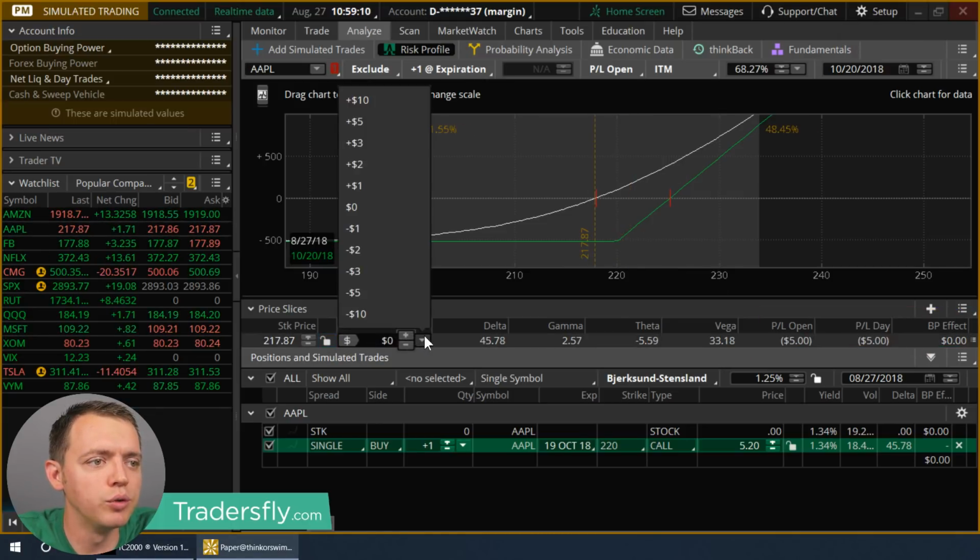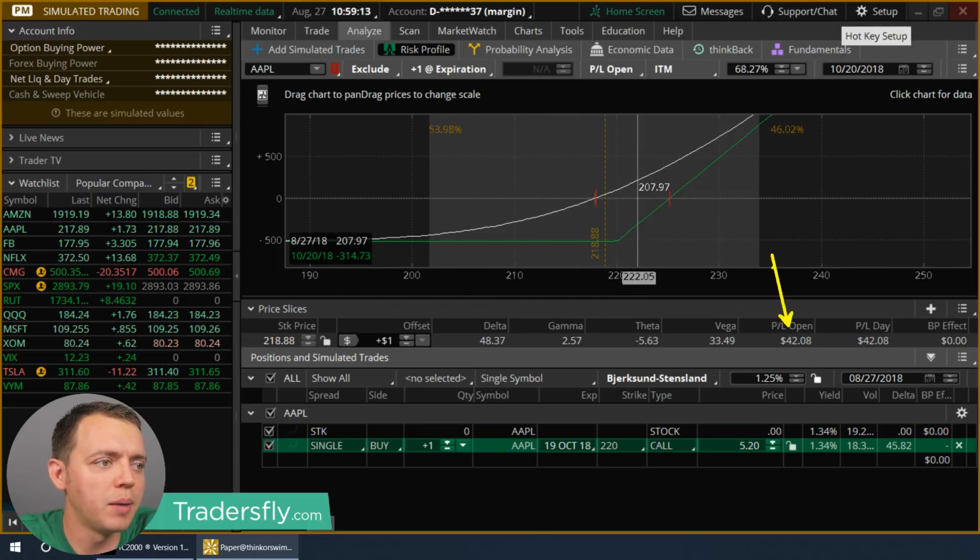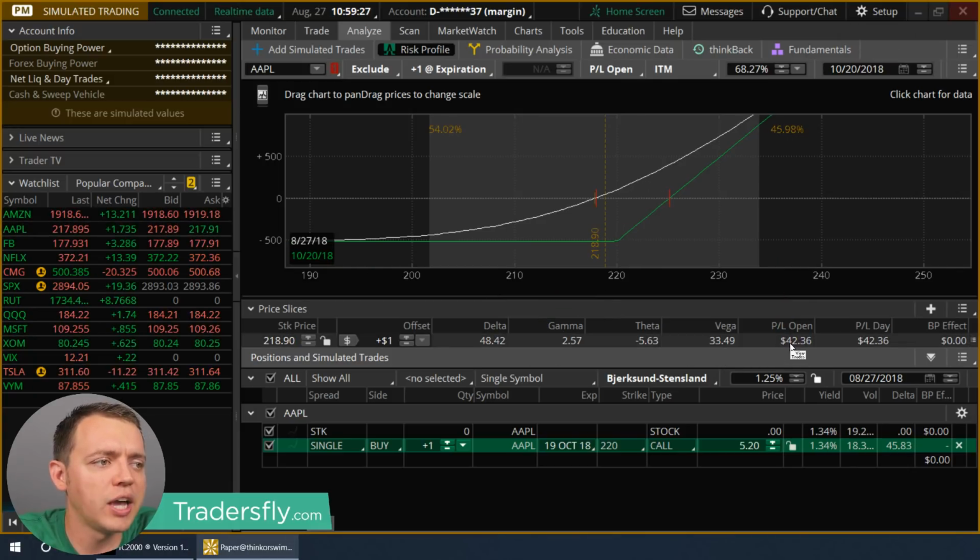So let's say we move this to a positive $1. You can see I'm up about $42, which is basically our delta. Now that delta continues to increase due to the gamma, but we'll get to that in a second. So if I add another dollar, let's just say we go up $2, my delta is now 48.